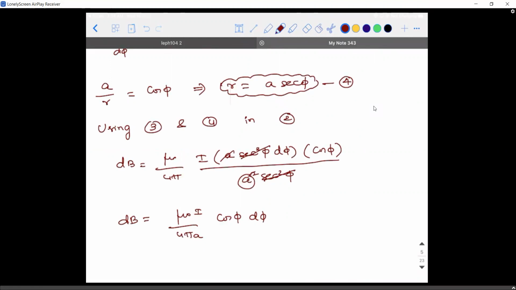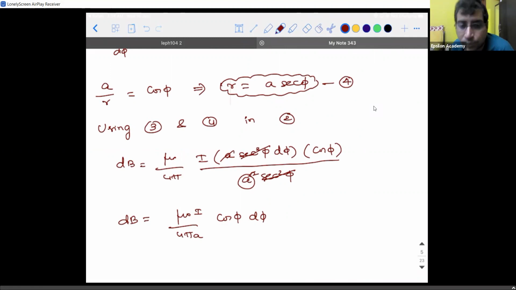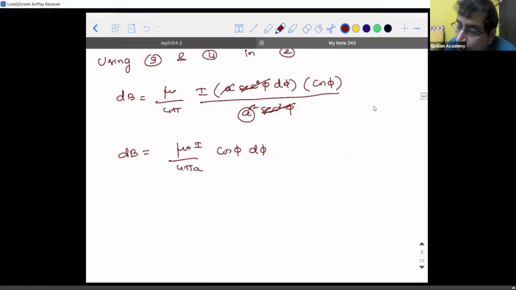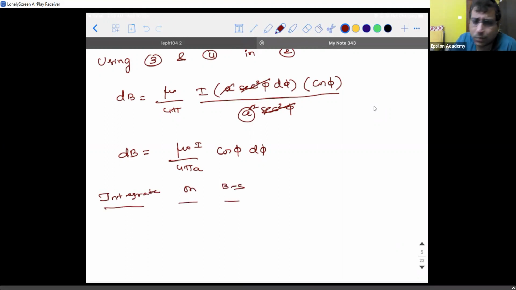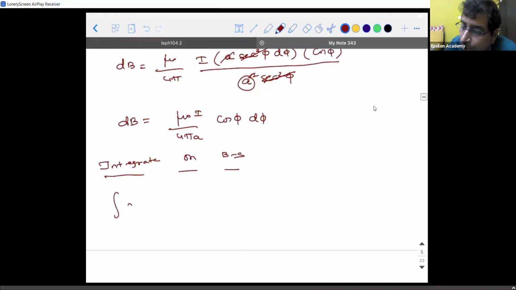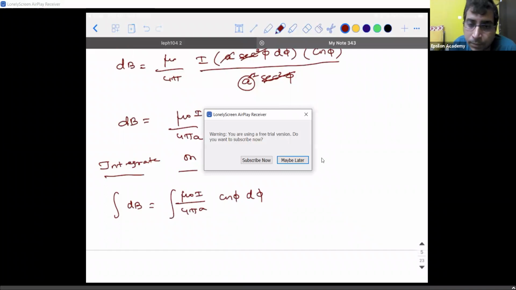Good. So dB is equal to mu naught I divided by 4 pi a into cos phi d phi. Now, if I integrate on both sides, this is another tricky part in this question, but not a big deal. So integral of dB is equal to integral of mu naught I divided by 4 pi a into cos phi d phi, with an integral symbol.